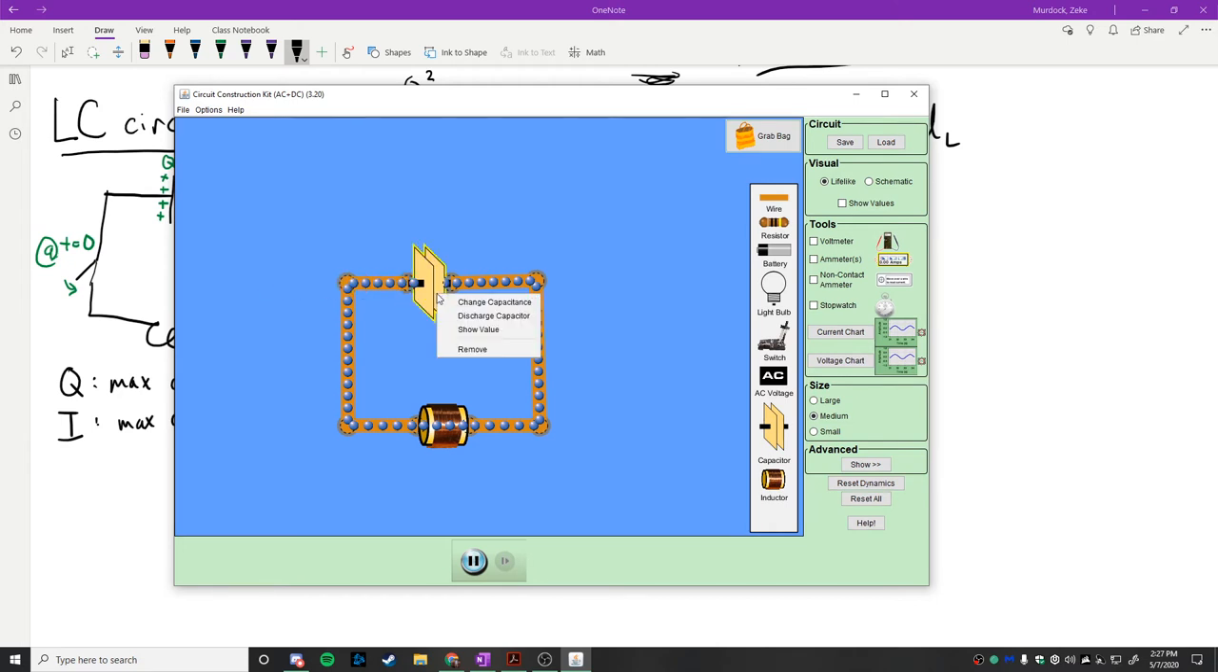Now we need to charge it. Can I just charge it? No, I have to use a battery to charge it. So we'll do that. That doesn't exactly work. Okay, I need to get a wire here, and I need to get a wire here. And I'm going to need a switch so I can turn off the battery if I want to. So we'll throw the switch, and then we're going to open the switch.